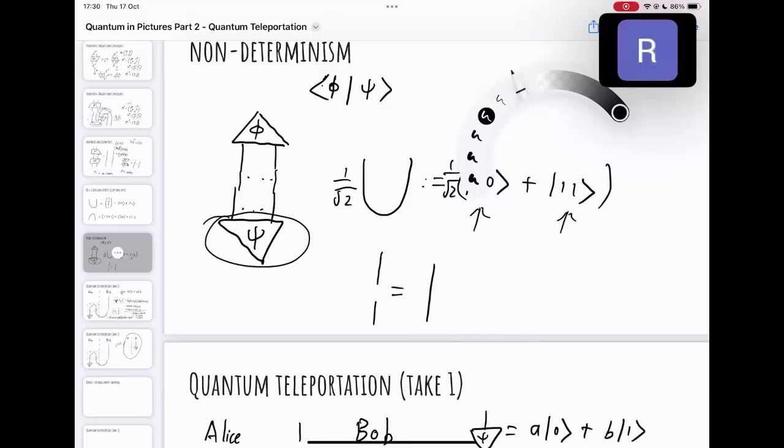I appreciate it's a bit silly now because we're just drawing wires, but later you'll come across spiders and other things that allow you to define more complex linear maps. Then it will start to become more interesting.